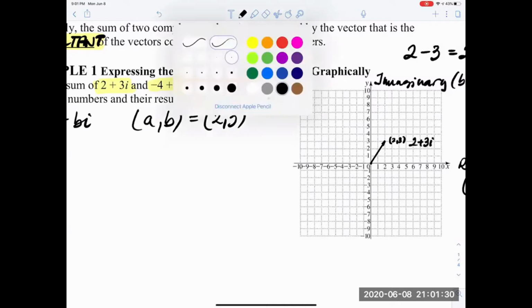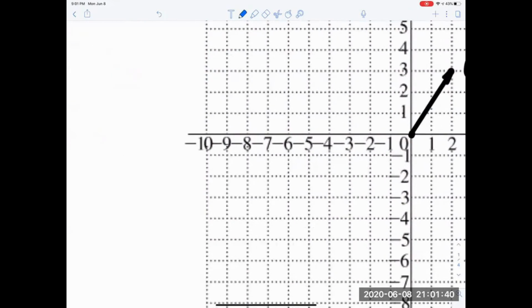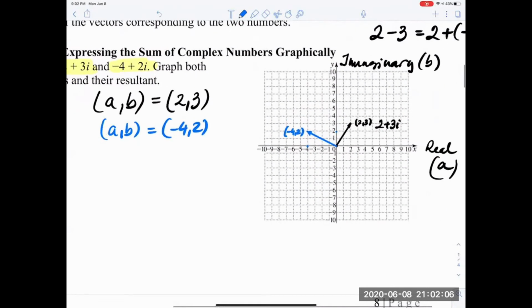Now the next vector, let's change colors on that one, has the coordinates a, b, negative 4 and 2. So let's go ahead and find that one. I'm going to go to x is negative 4, which is right there, and then 2. The intersection between them will define the end of your vector. Starting from the origin, you're going to draw that vector and put the end of it. So this one has the coordinates negative 4 and 2. It represents the vector negative 4 plus 2i.